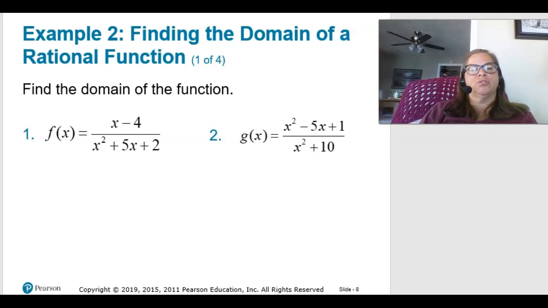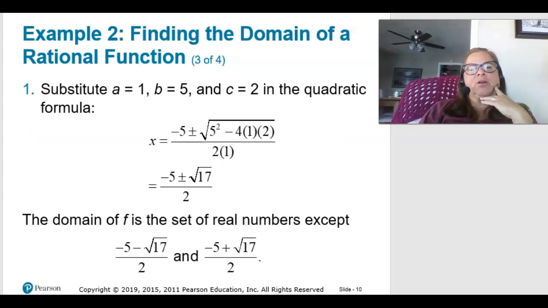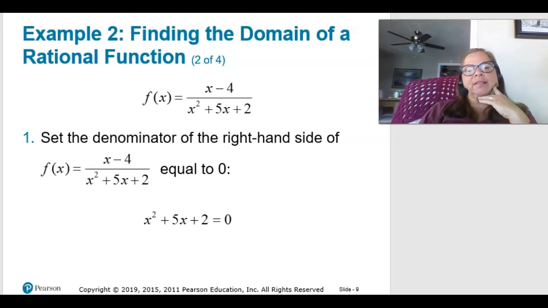Now, what numbers would allow the denominator to be equal to 0? So in order to do that, we set the denominator equal to 0, x squared plus 5x plus 2 equal to 0, and we realize that that is not easily factorable. It doesn't have 4 terms, so we're not going to factor by grouping. So we're going to use the quadratic formula.